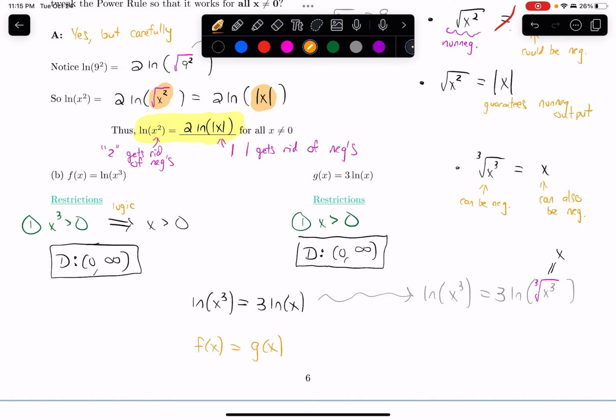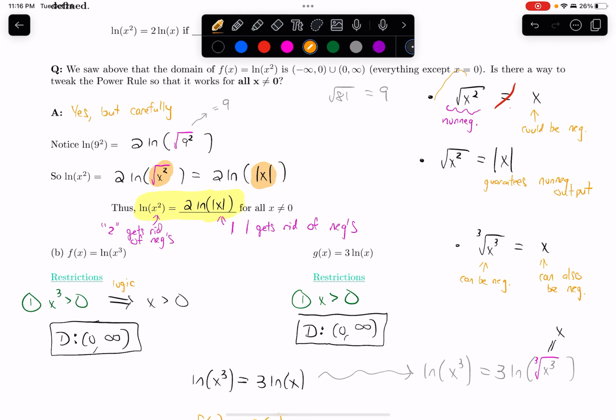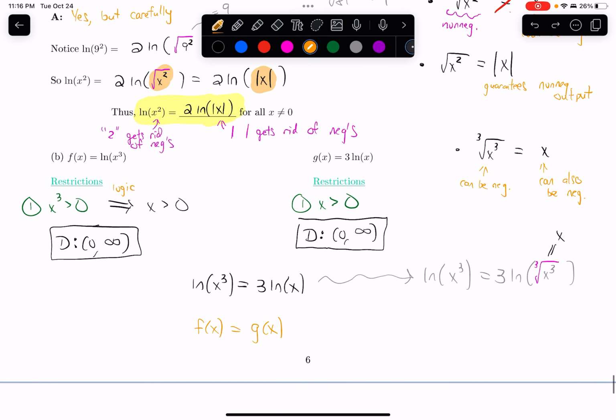So I don't run into that same problem that I was running into with the square root of x squared, where that was definitely non-negative, but x could have been negative, and then I needed to fix it with an absolute value to make it non-negative. So it does check out with this more technical explanation of when I pull that power out.